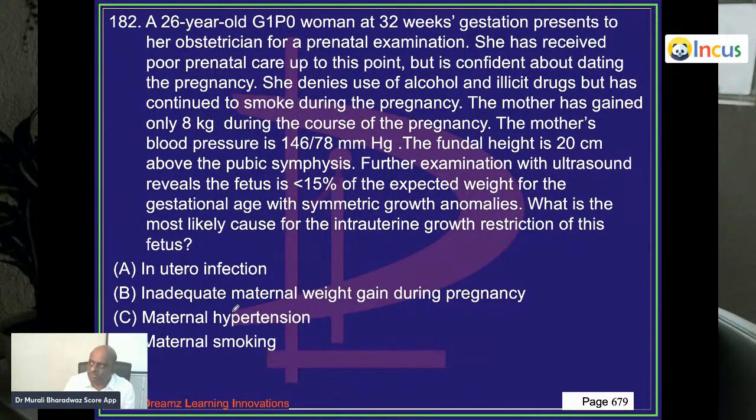A 26-year-old at 32 weeks of gestation, poor prenatal care, and she denies use of any alcohol or illicit drugs, gained only 8 kgs. Fetus is less than 15% of expected birth weight for that given age. There is symmetrical growth anomalies. So what is the cause of her IUGR?